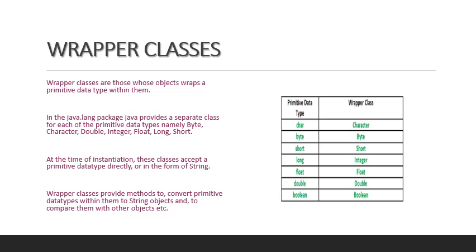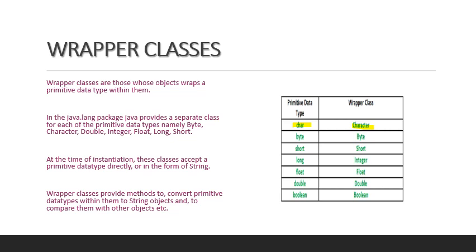Actually, for the primitive data types, we have char, byte, short, long. But for the wrapper classes, we have character, byte, short, integer. Like this. Here we have char, but its wrapper is known as Character. At the time of instantiation, these classes accept a primitive data type directly or in the form of a string.